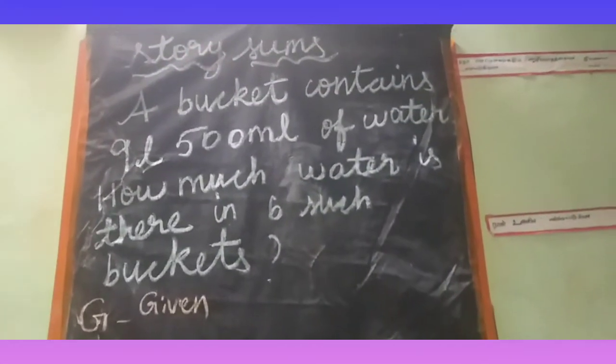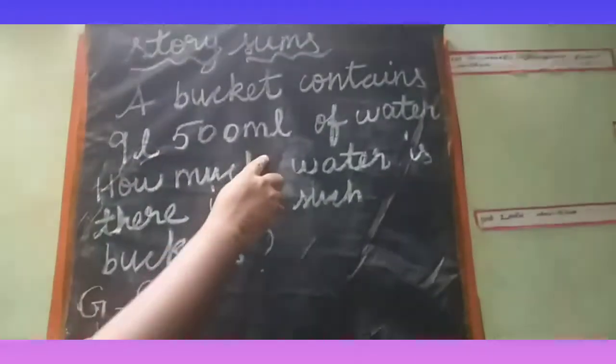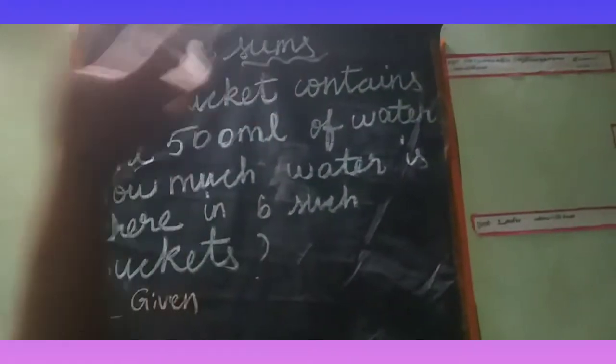First of all, read at least 2 times. A bucket contains 9 liter 500 milliliter of water.